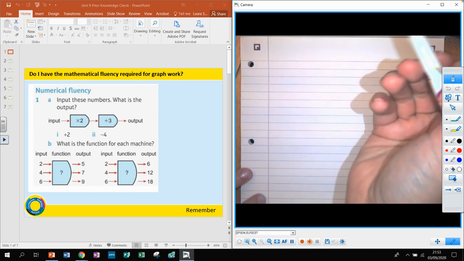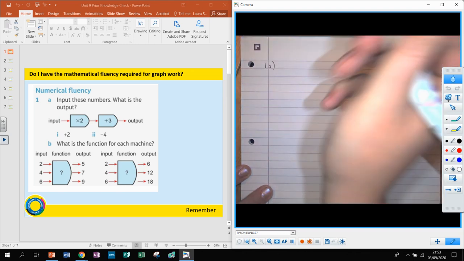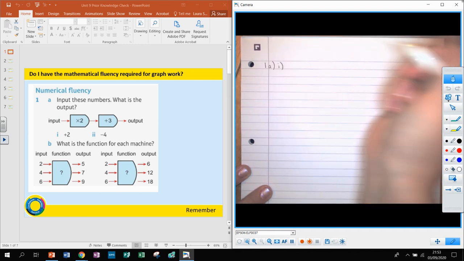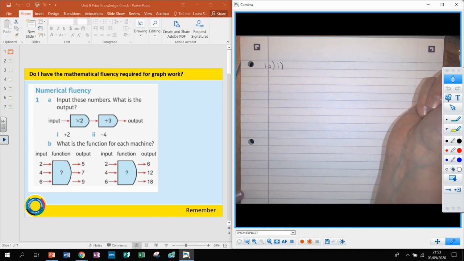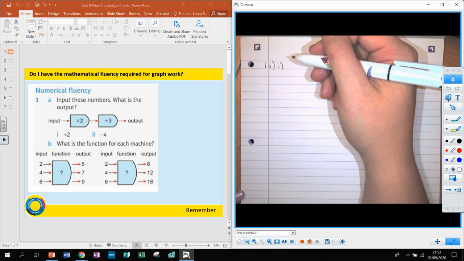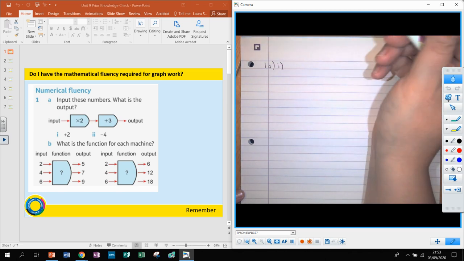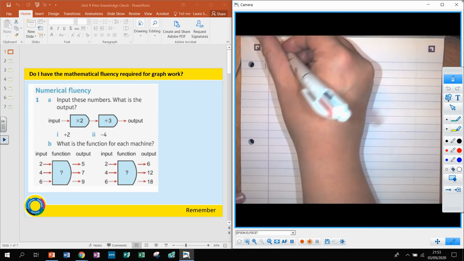Okay, well done. Let's take a look at question 1a first, okay? It's asking you to put these values into this function machine, and what that means is you put the input, which in this case would be a positive 2, okay, and then you would multiply it by 2, and then you would add 3, and then that would give you the output value. Okay, so let's do that.